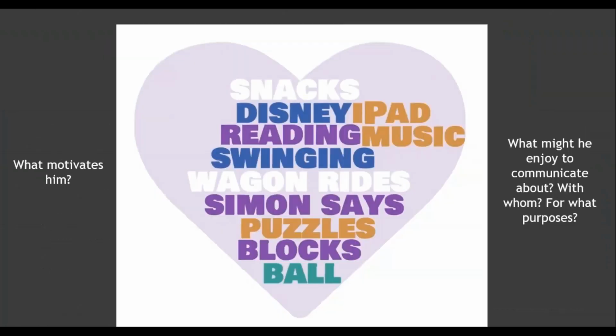Now, this is really important to know and to understand. What motivates Matthew? What does he like to do? What might he want to control or communicate about? We also might want to know the people he likes to communicate with most. So we'll be keeping these in mind as we write his goals. What we'll do now is first talk about how and why we select targets for each competency. And second, we'll talk about how to use the AAC goal framework to complete the chart. Third, we'll finish up with a SMART check for our goals.